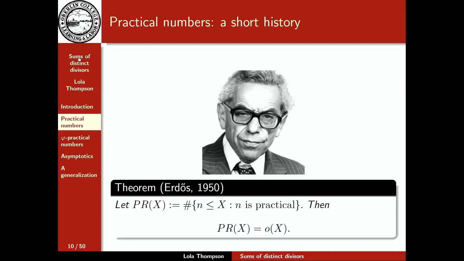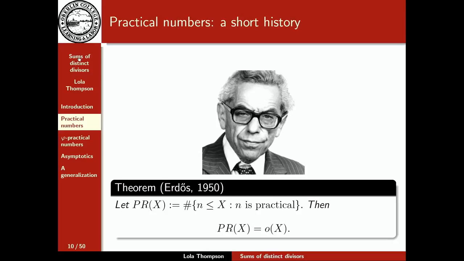The practical numbers have been studied since the late 1940s. Paul Erdős was one of the first people to write a paper mentioning the practical numbers. And he mentioned, kind of as an aside, that the count of the practical numbers up to x is little o of x. So they have asymptotic density 0. And it's relatively easy to see that this is true.